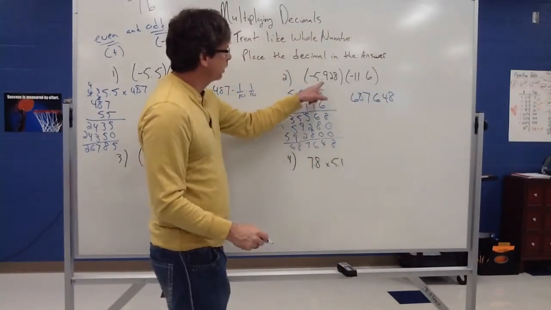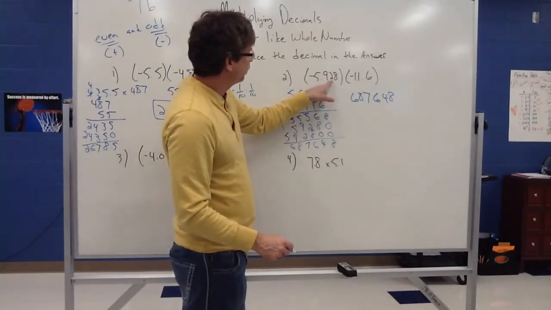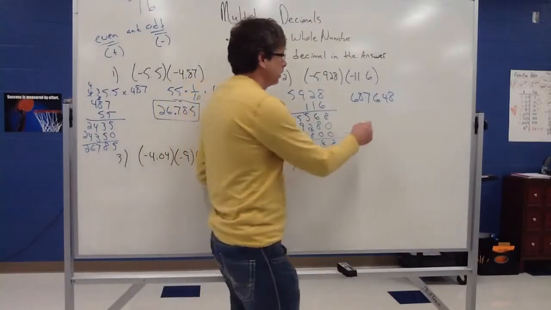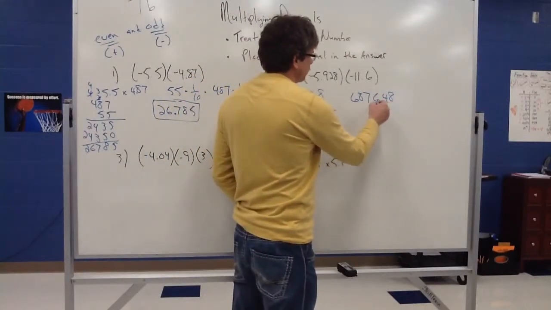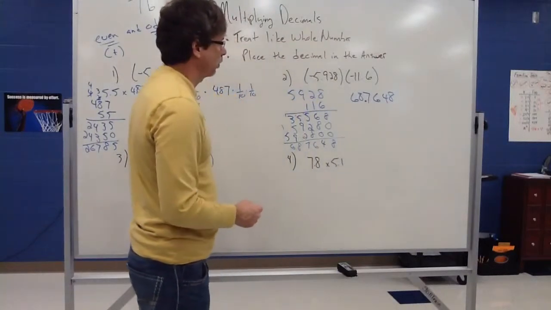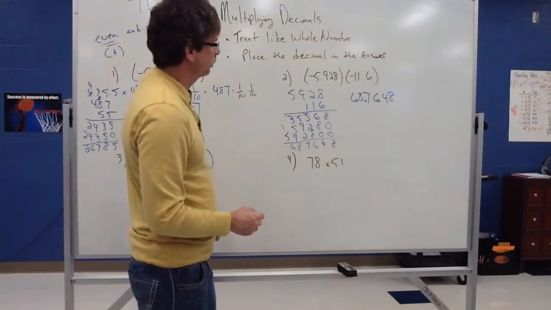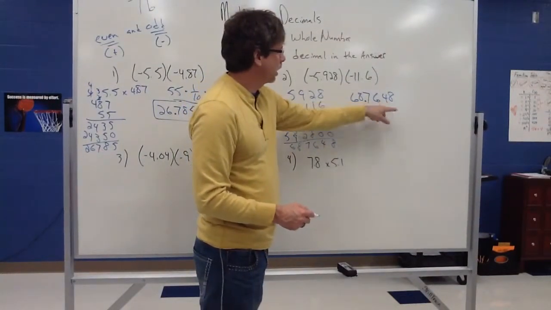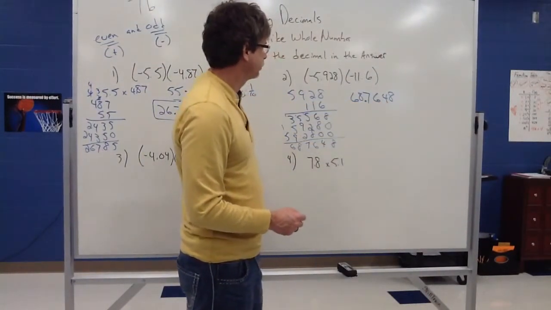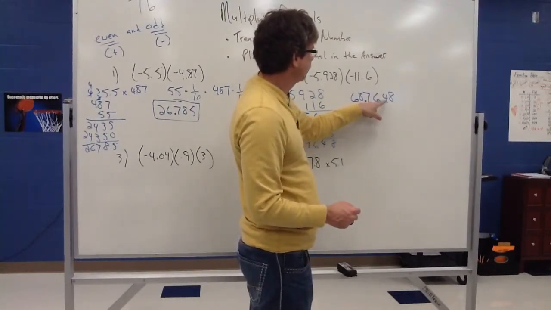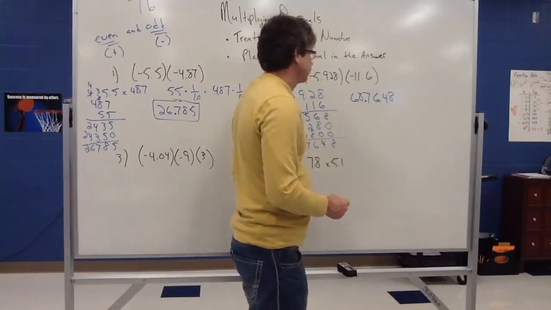And if we pay attention that I threw away 1, 2, 3, 4 decimal places, I now have to put those 4 decimal places back into the problem. So 1, 2, 3, 4 decimal places, I end up with 68.7648. So in other words, 68 and 7,648 10,000ths.